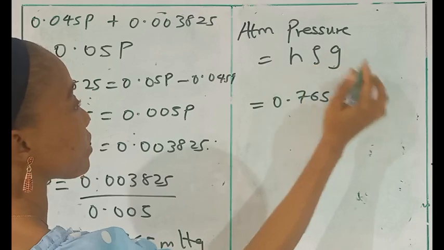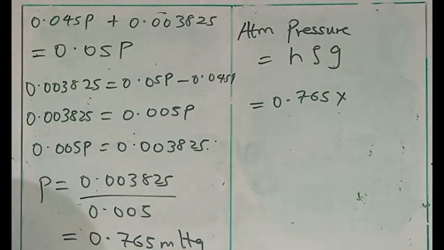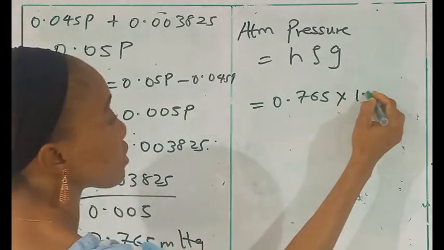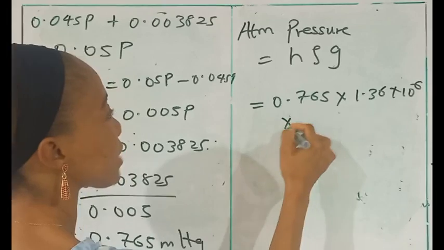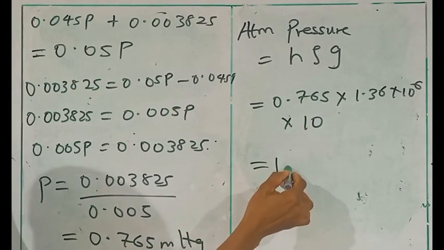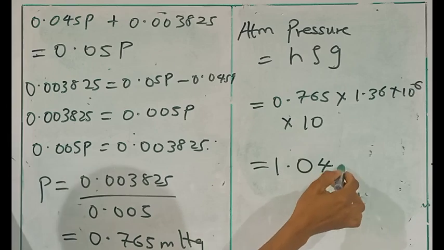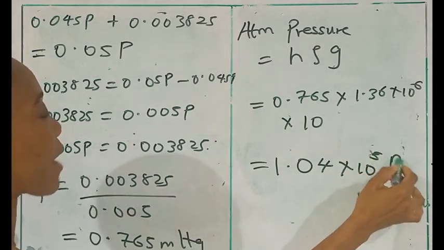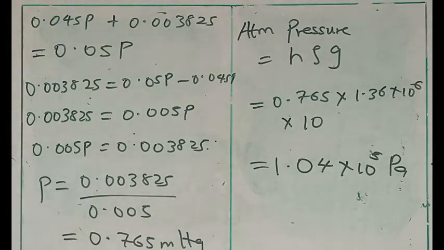That's 0.765 times rho. We have the density as 1.36 times 10 raised to power 6 times g is 10. If we multiply everything out, our final answer will be 1.04 times 10 raised to power 5 Pascal. Please remember the steps. The first step is to find your P1, V1, P2, V2, and then apply Boyle's law. Let's look at this second example before we take an assignment.